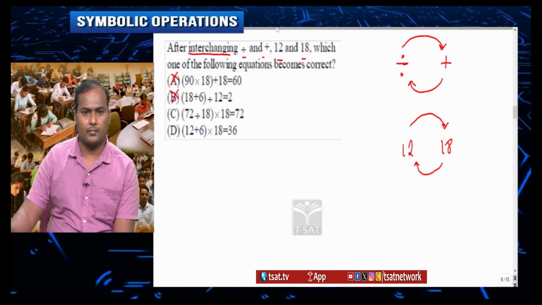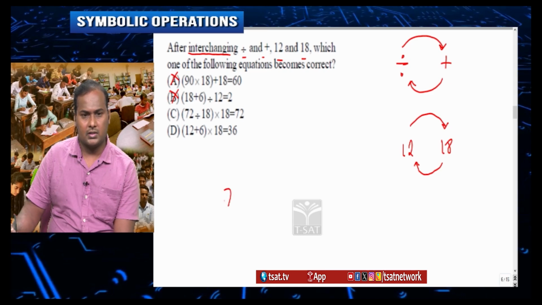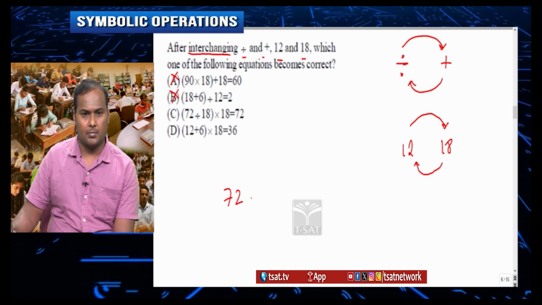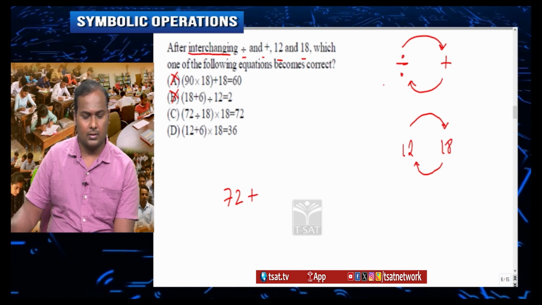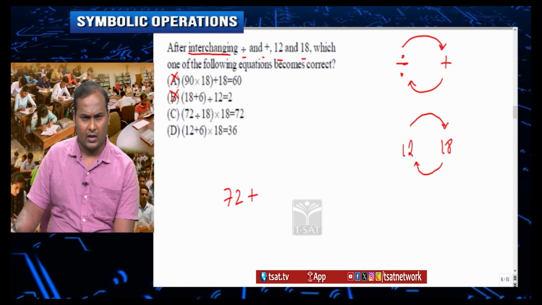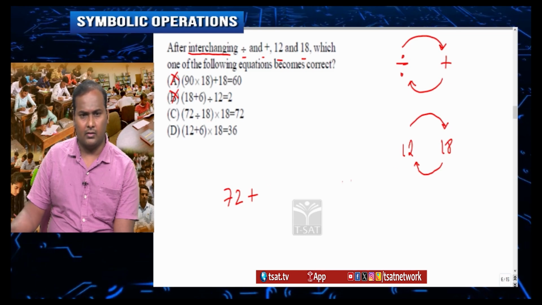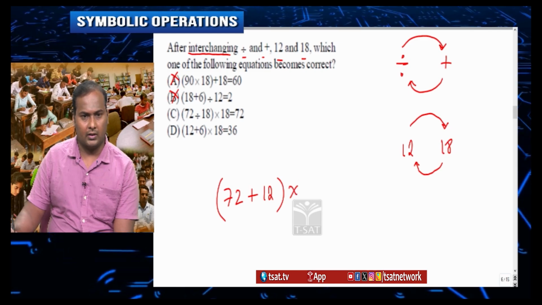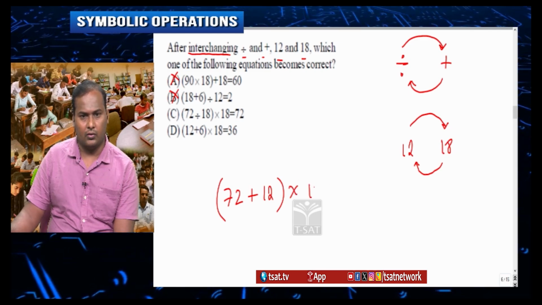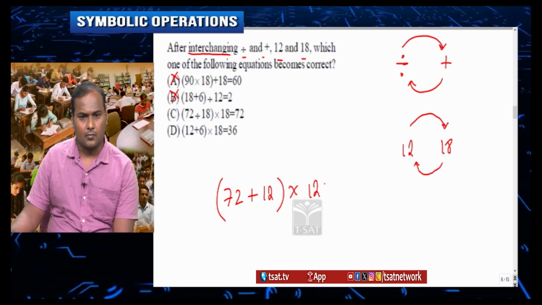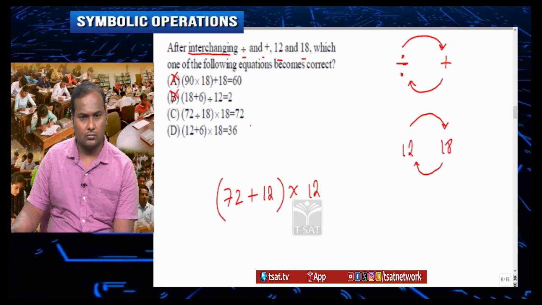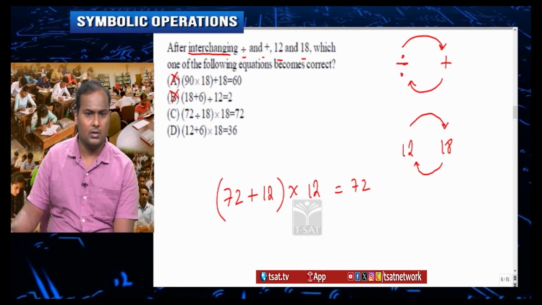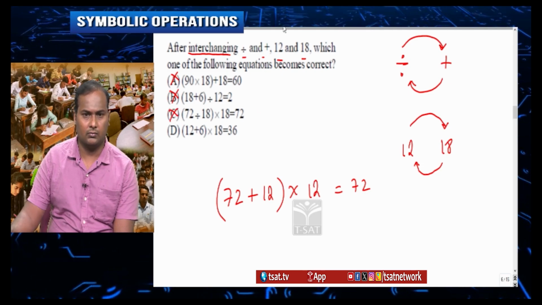Let's look at option C. In option C, you write 72 as it is, then division. Division means plus, so you replace it with plus, and then you have 18 here. When you have 18, you replace it with 12. Again you multiply with 18, and in the place of 18 you get again 12. Is it equal to 72? You need to check. Okay, it's not equal to 72. So option C is also wrong.